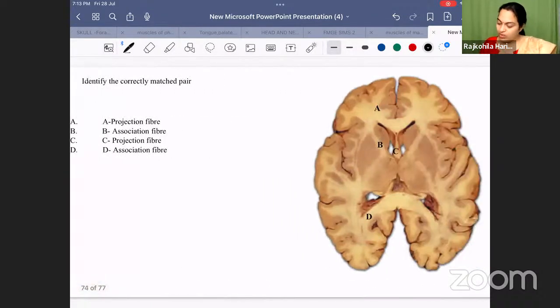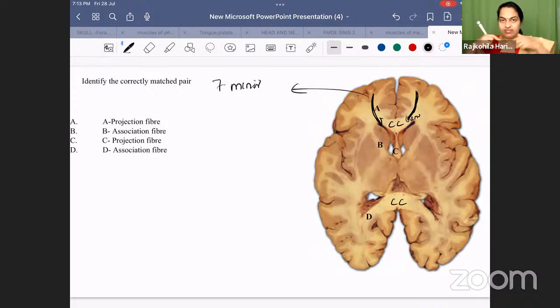Okay, this is one more question. Just identify this, this section is very, very important, right? So what you see here is the corpus callosum. This is supposed to be the genu of the corpus callosum. So the fibers which pass from the genu of the corpus callosum anteriorly, this A is the forceps minor.